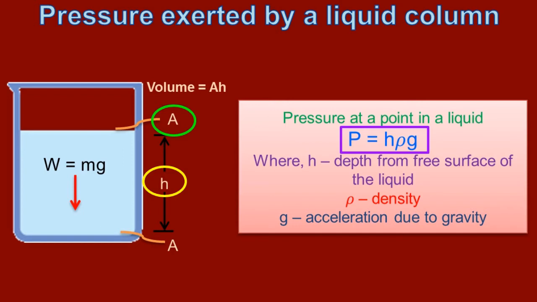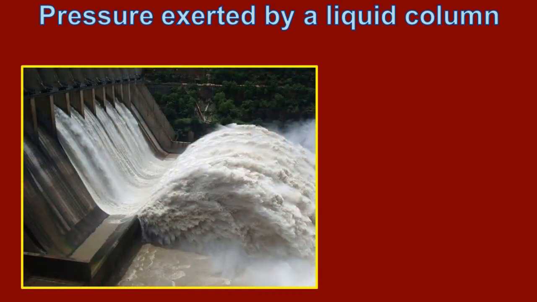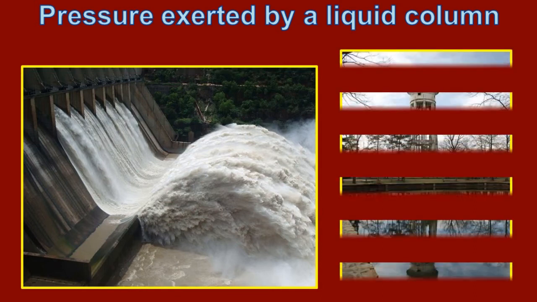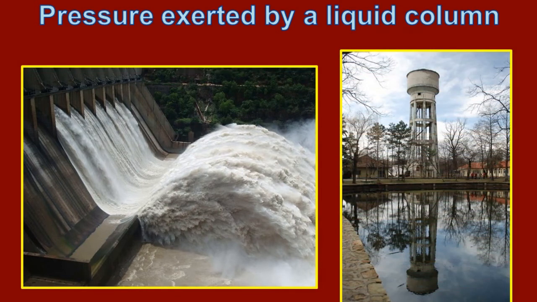Acceleration due to gravity is constant, and hence the pressure exerted depends upon the density of the liquid and height from the free surface. As you move down the liquid, h increases, and hence pressure also increases. Let us look at some examples. The walls of a dam are made thicker at the bottom. Water supply tanks are placed at a good height to get more pressure at the taps to ensure good supply. However, pressure does not change with the shape and size of the container.